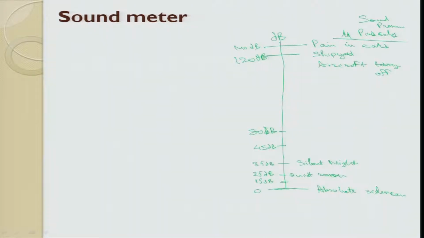Now there are certain other things in between, like a busy restaurant would be about the same order as 80 decibels, or a busy office like banks would be of the same scale. So certain other things regarding sound, regarding perception of sound. So I'll tell you something about the actual perception of sound.